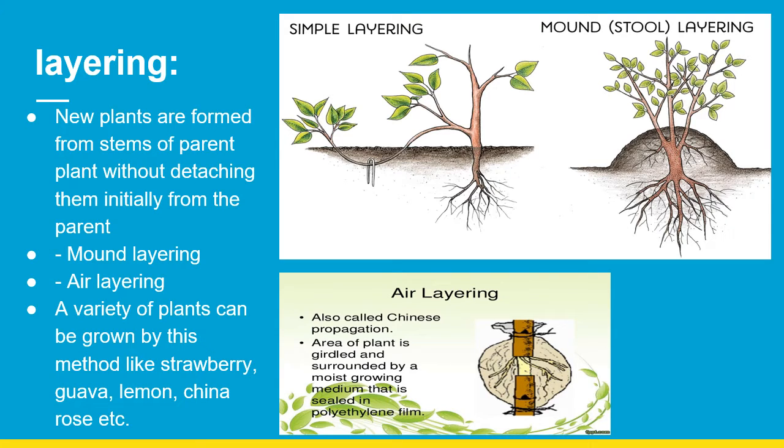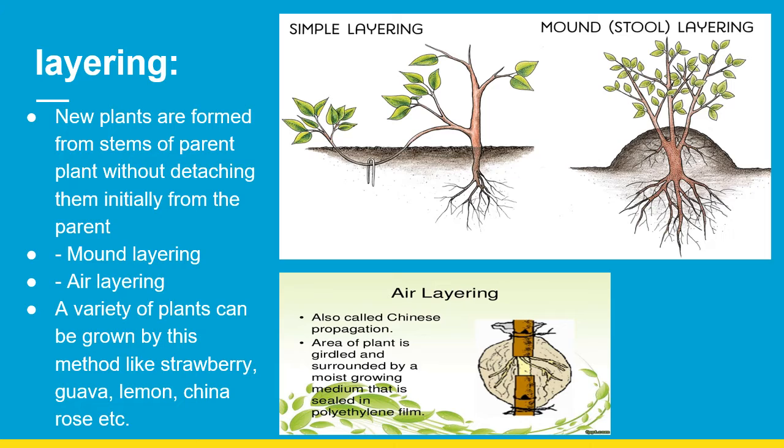The next method is layering. The three types of layering you can see are simple layering, mound layering, otherwise called stool layering, and then air layering. Before moving on to that, I'll tell you what layering is. New plants are formed when the stem of a parent plant, without being detached initially from the parent plant, forms a new plant.